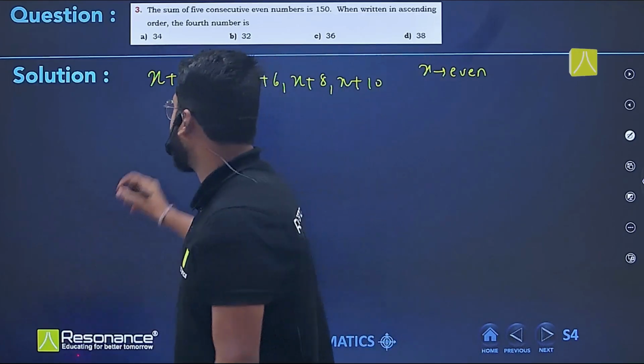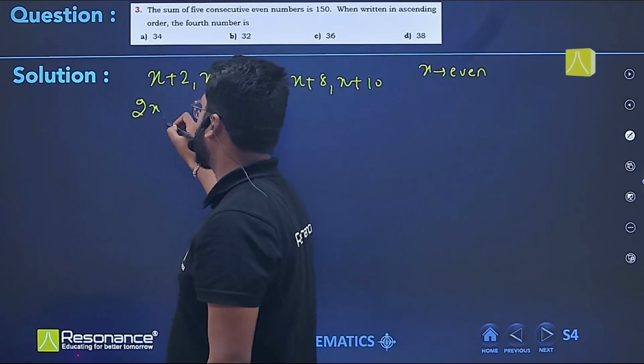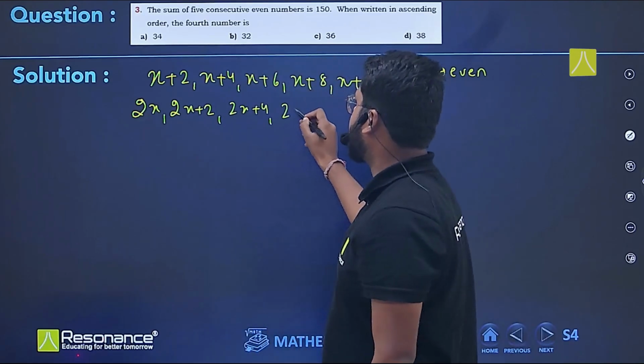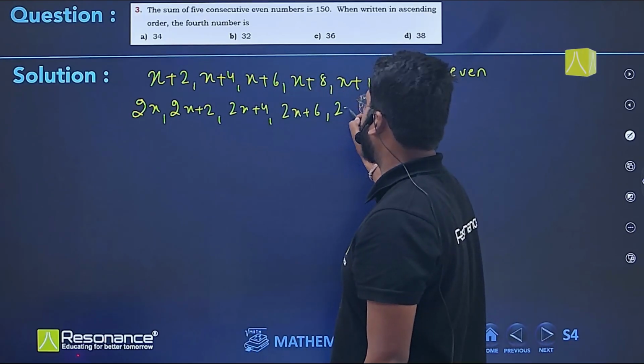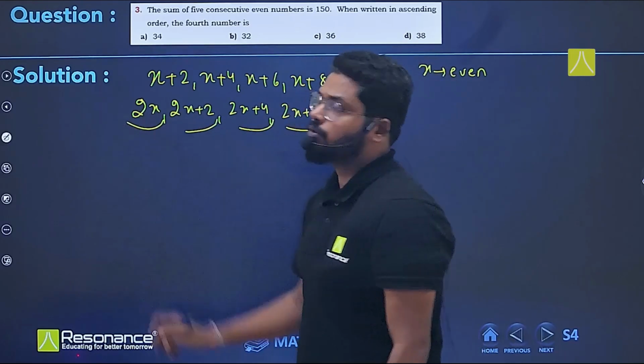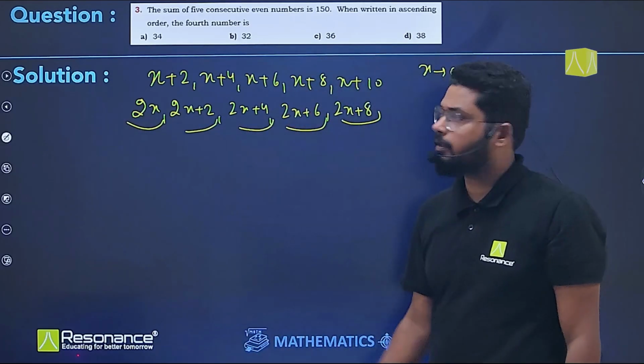Okay, if you are taking it as 2x, that is also correct. Suppose you are taking 2x, then 2x plus 2, then 2x plus 4, then 2x plus 6, then 2x plus 8, because these are 5 consecutive numbers. So this is also correct. 5 consecutive even numbers. So we are taking the second case.